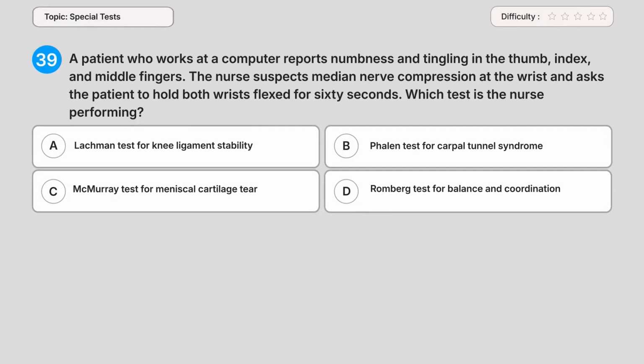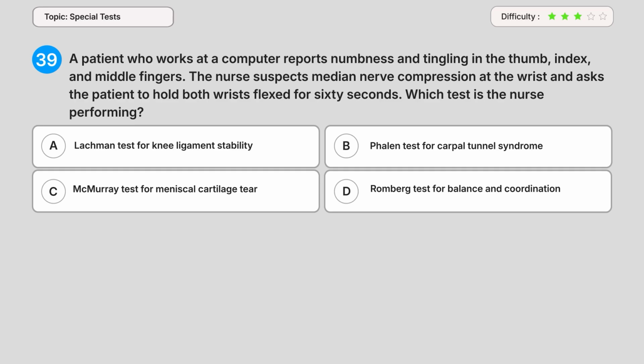39. A patient who works at a computer reports numbness and tingling in the thumb, index and middle fingers. The nurse suspects median nerve compression at the wrist and asks the patient to hold both wrists flexed for 60 seconds. Which test is the nurse performing?